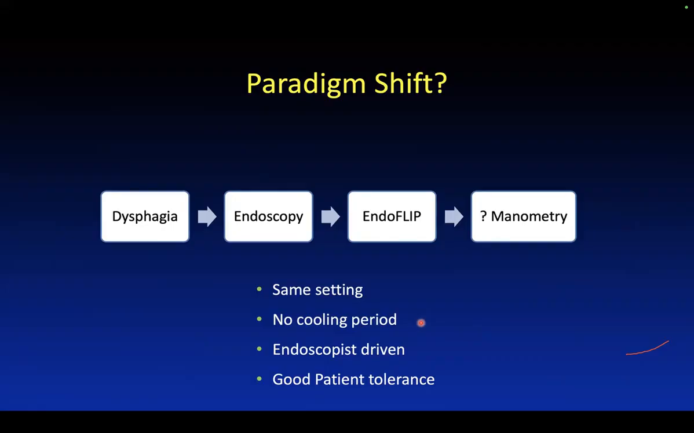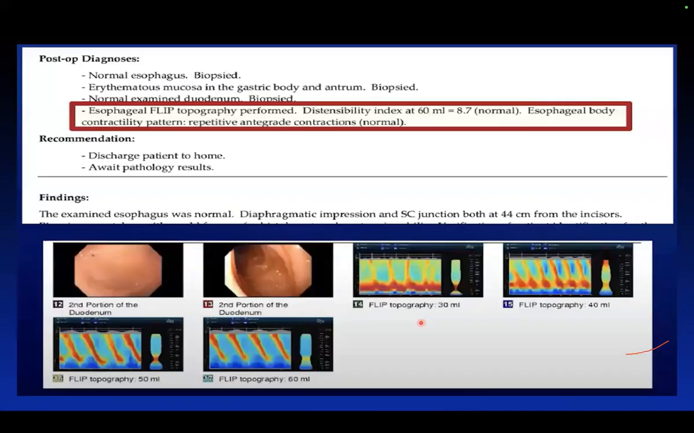So we might be staring at a future like this if things fall in place. This was a report which I came across. This is how things are reported in few of the centers in the West. You have done an endoscopy and you give a FLIP report also added to that endoscopy in the same setting, right? So it gives you both the anatomical information as well as the functional information in the same setting. Such a useful thing to do, correct?